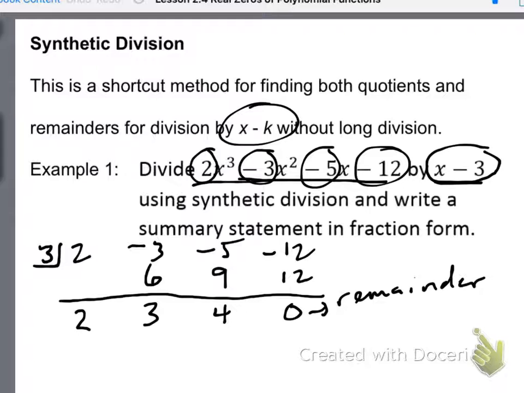Now, when you divide using synthetic division, what happens is you are going to get a polynomial. And the polynomial that you're going to get is one degree less than the polynomial you started with.